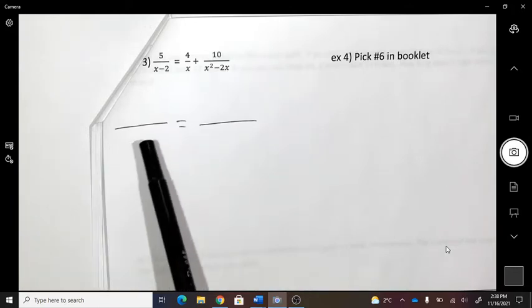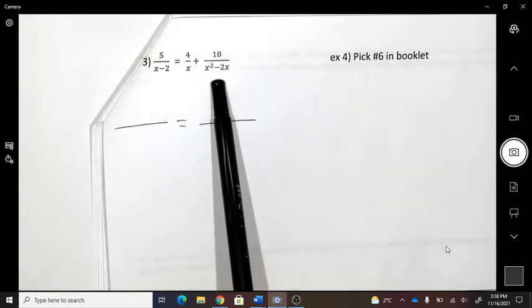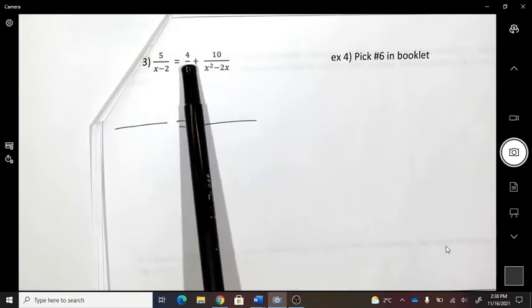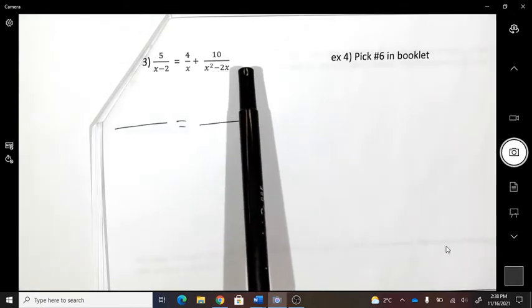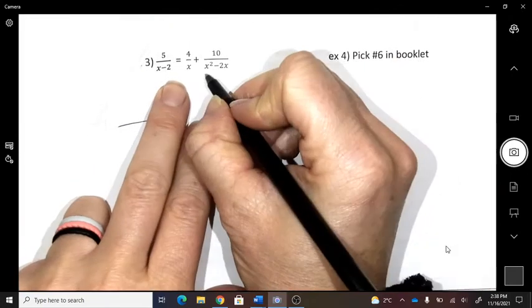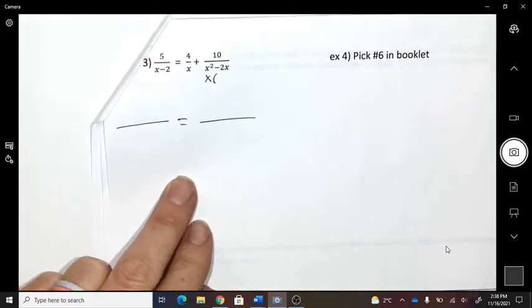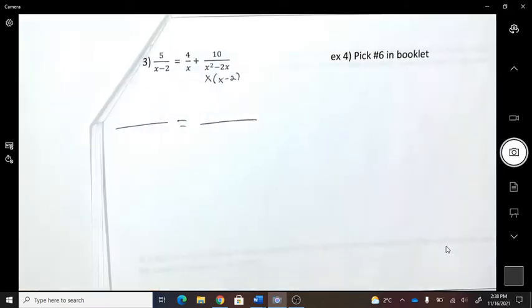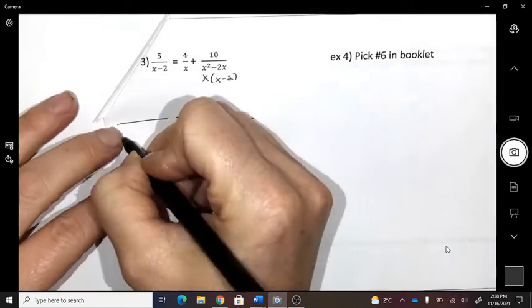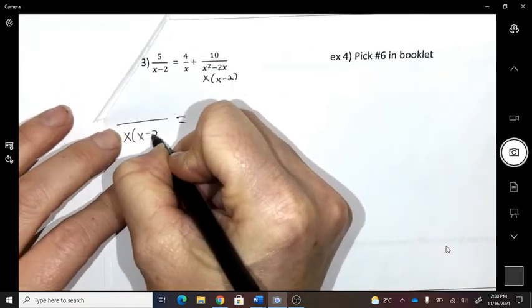Okay, let's factor that one. So it's a GCF, recognize it? So I'm gonna go X bracket, X minus 2. Okay, so now I'm thinking my common denominator, what do I need to have in there? I need an X and an X minus 2.